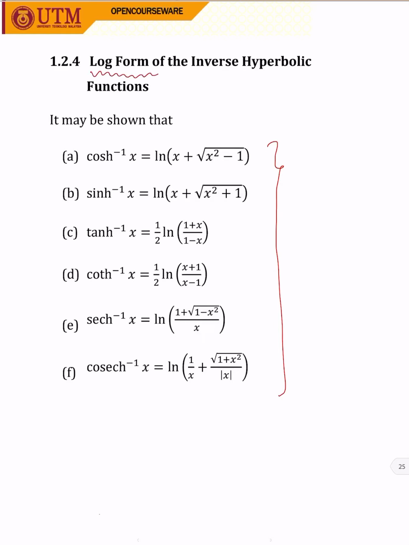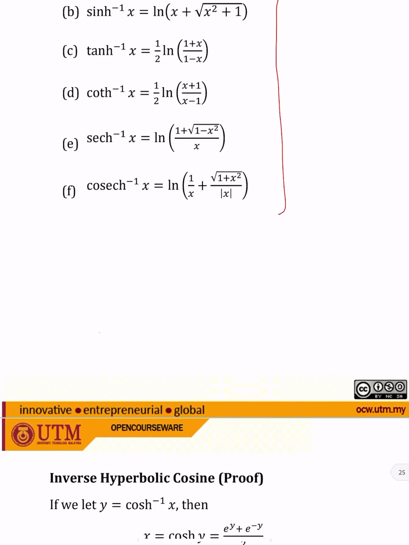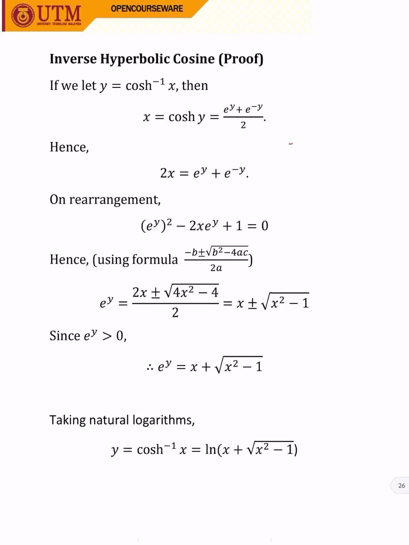For the inverse hyperbolic function, all of this we can prove. For example, cos inverse x equal to ln of x plus the square root of x squared minus 1. Basically we can prove it. How do we get that? How do we want to prove this?